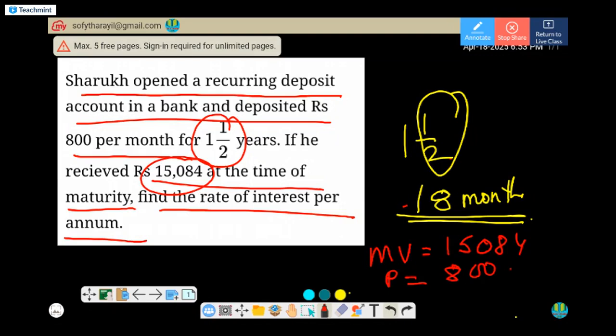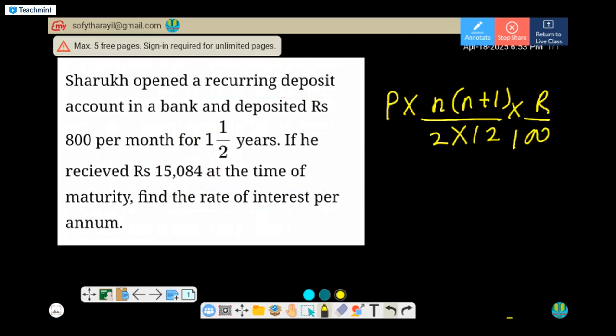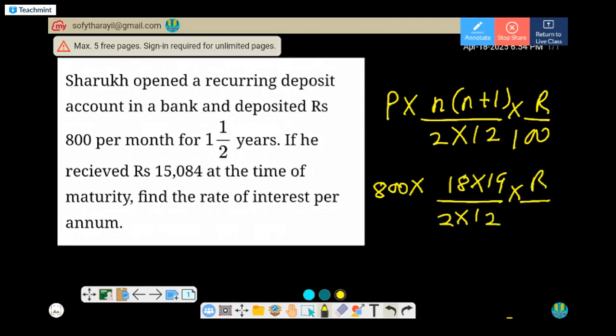Okay. So SI is going to be P into n into n plus 1 by 2 into 12 into R by 100. Okay. P is also given to us. We can use it. So P is 800 into N is taken 18. So it will be 18 into 19 upon 2 into 12, and the rate of interest we don't know, we just keep it as R, and this is 100. Okay, so tell me what is the solution you're getting for this calculation. Yes, Ansh, you can tell me this answer after simplifying this.